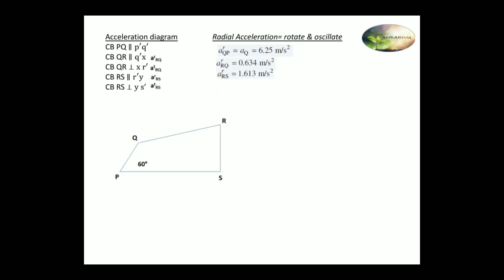The radial acceleration values we already found. Then draw a straight line parallel to PQ. The crank rotates only, so draw a straight line parallel to PQ, 6.25. Then mark the point and draw a line parallel to QR for the radial acceleration. Then from the QR radial acceleration, mark it as S, and draw a perpendicular direction for the tangential acceleration.